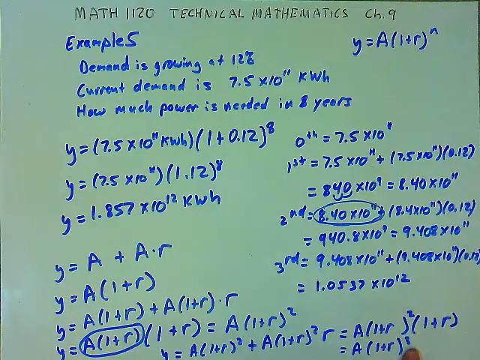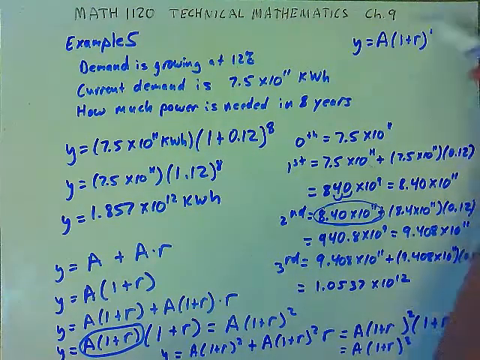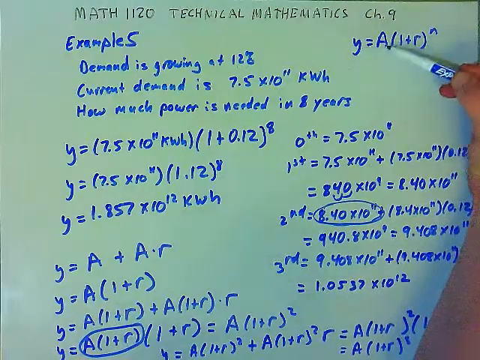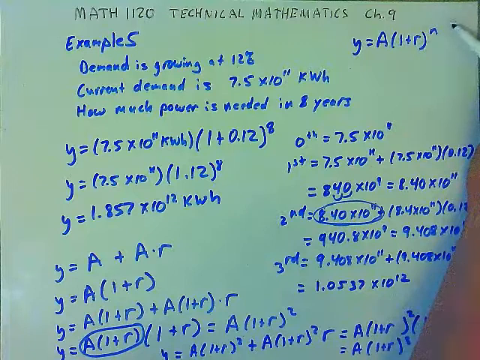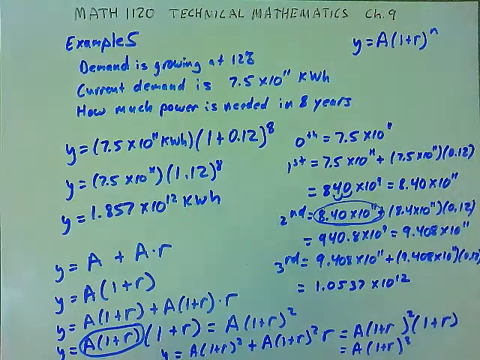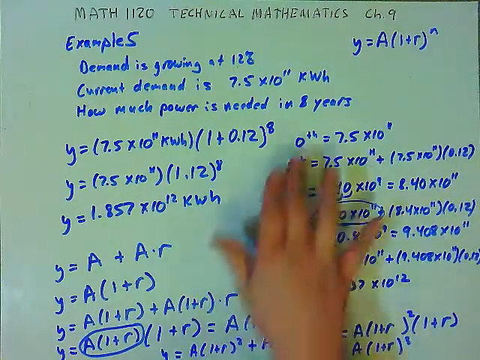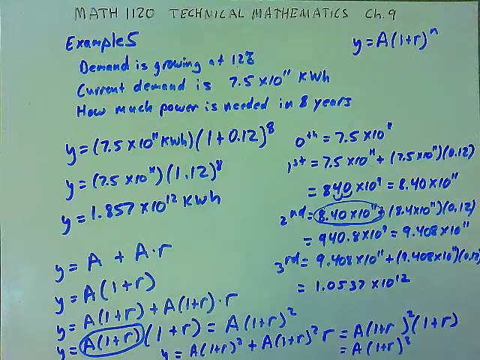And again, after the fourth year, it'll be 4. Fifth year, it'll be 5, 6, 7, 8. And so that's where this formula comes from. We can find the current amount by taking the initial amount and multiplying by 1 plus the rate to the nth power, where n is the time interval. In this example, our time interval is measured in years.